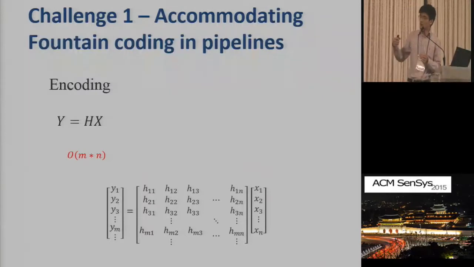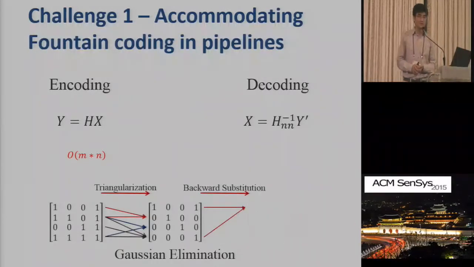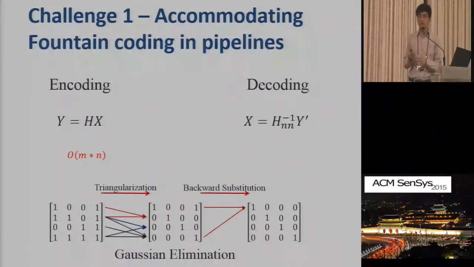The encoding complexity is O(m times n). At the receiver side, when the receiver receives n correct packets, it can recover the original data by using the corresponding coefficient matrix. Normally, we use the Gaussian elimination decoding algorithm. It contains two steps, triangulation and backward substitution. The computational complexity of Gaussian elimination is O(n cubed). As we see, both encoding and decoding take time.